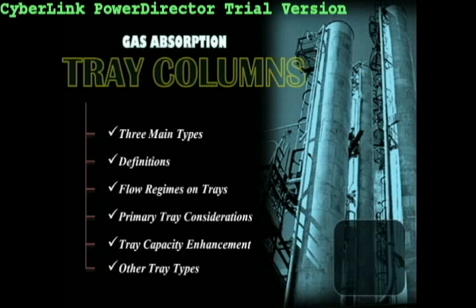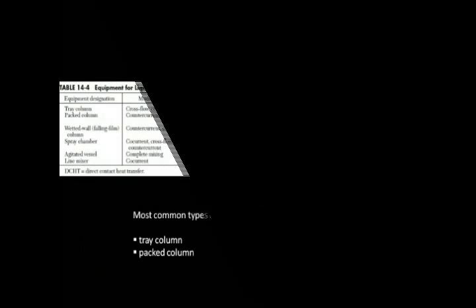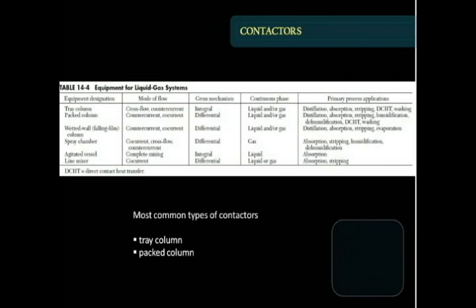A ChE column is an equipment commonly used for gas absorption, which is one of the prime and most common gas-liquid mass transfer operations. Contactors used from time to time and their primary process applications are listed in Table 14-4 of Perry's Chemical Engineering Handbook, 8th edition.